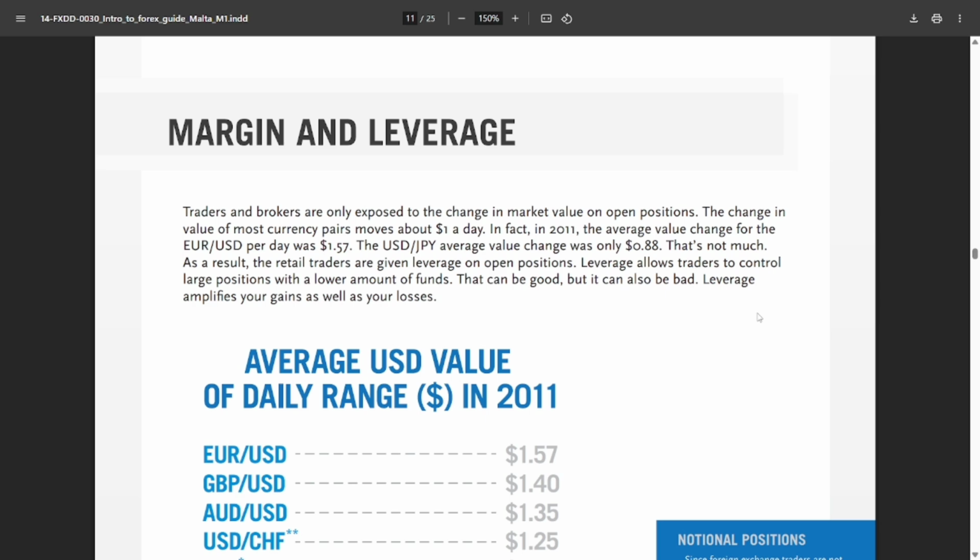That's not much. As a result, retail traders are given leverage on open positions. Leverage allows traders to control large positions with a lower amount of funds. That can be good, but it can also be bad. Why? Because leverage amplifies your gains as well as your losses.